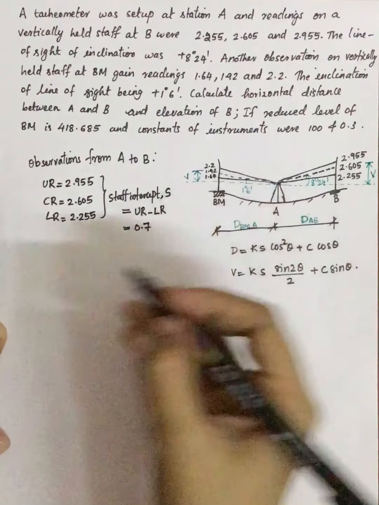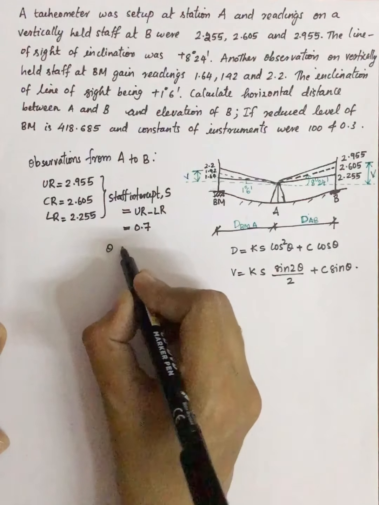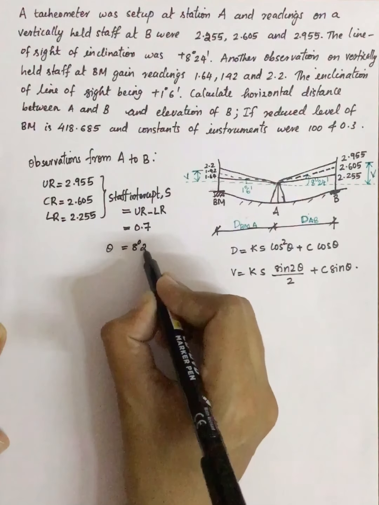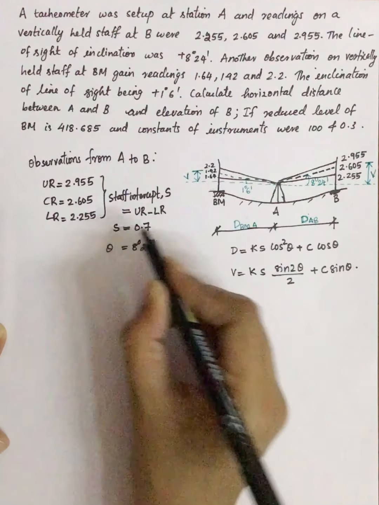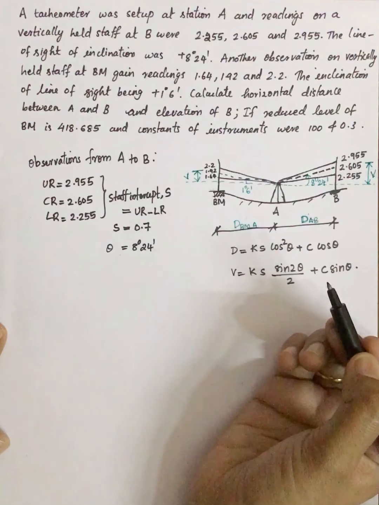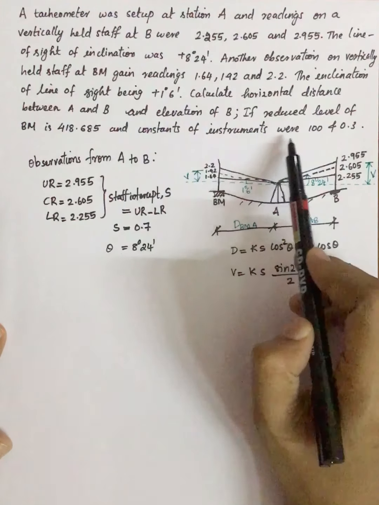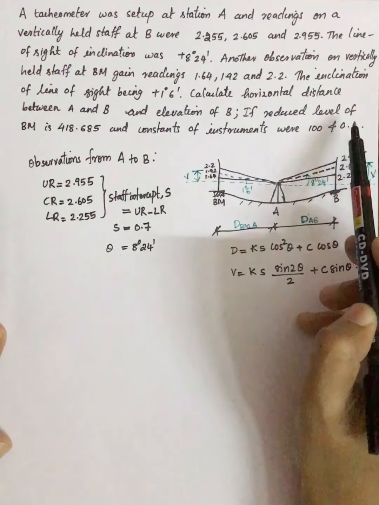And the inclination is 8 degree 24 minutes. So theta is equal to 8 degree 24 minutes. So you got S as 0.7, theta is 8 degree 24 minutes. And in the question, they have given the instrument constants 100 and 0.3.